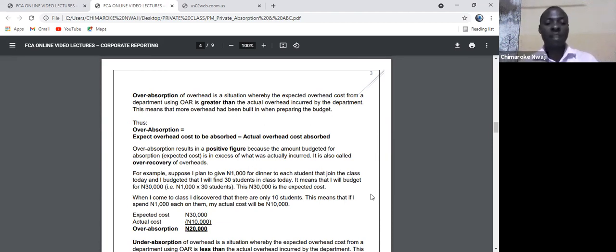Look at the example I gave here. For example, suppose I plan to give 1,000 naira for dinner to each student that joined this class today. And I was supposed to have 4 students here. And that means I have planned 4,000 naira to give all the students. But I'm seeing 2 students now. So the actual money I'm supposed to spend now is 2,000. That means I brought 4,000, but I'm spending 2,000. That means the excess with me is an over absorption.